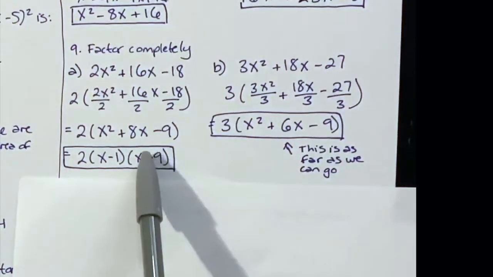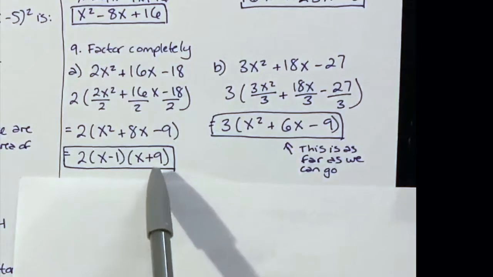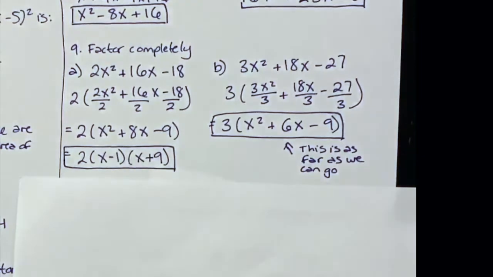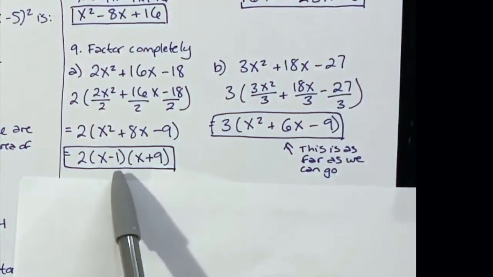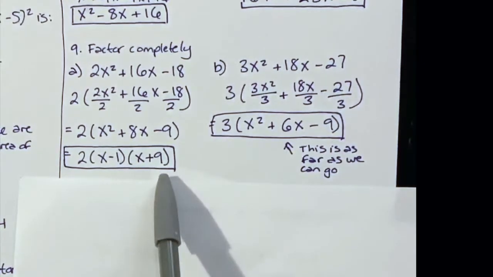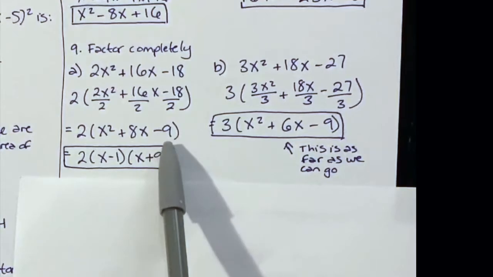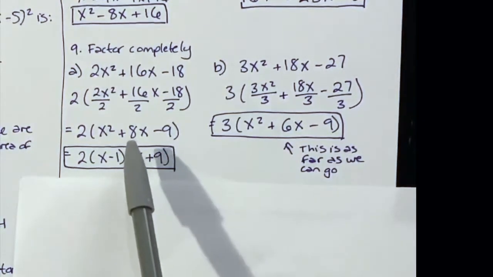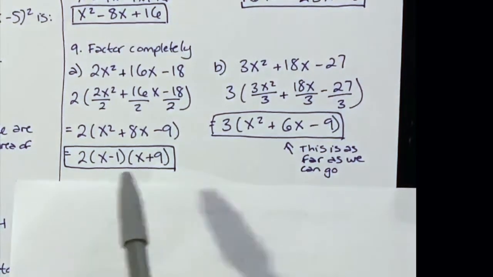I can look at these and think, what are two numbers I can multiply to get -9 and add to get +8? Well, these numbers are -1 and +9, because -1 times +9 is -9, and -1 plus 9 is +8. So there's my factored form.